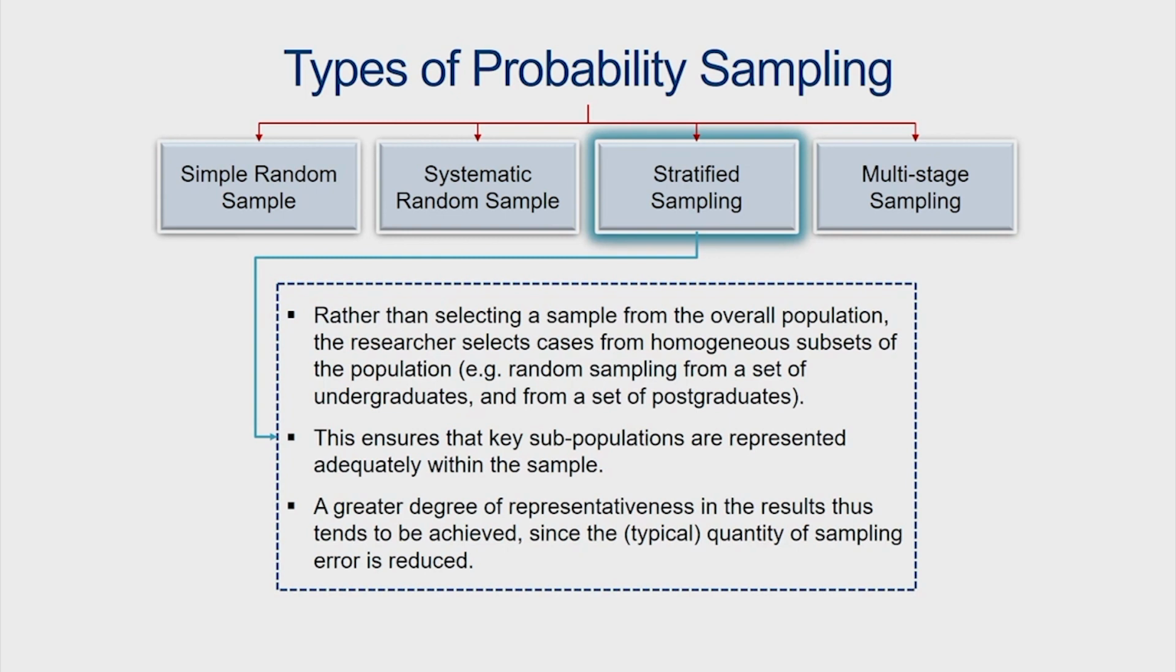Here, rather than selecting a sample from the overall population, the researcher selects cases from homogeneous subsets of the population. Example, random sampling from a set of undergraduates and from a set of postgraduates. So, you are stratifying the population to begin with, and then you are drawing a random sample from each of the strata.